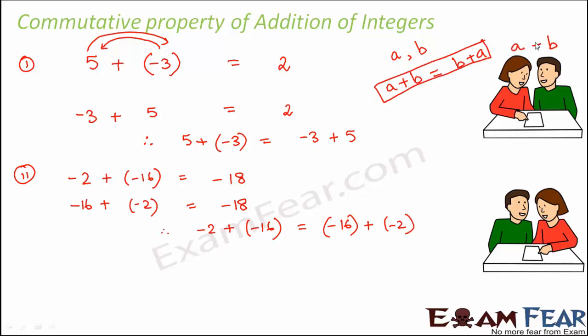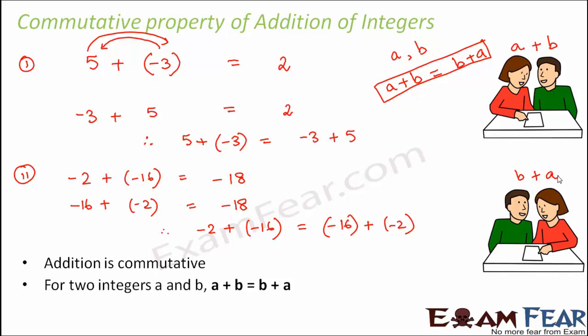So this picture also tries to tell the same thing. If this is a and this is b, then a plus b is the same as b plus a. So we say that addition of integers is commutative. This property is called commutative property. So for any two integers a and b, a plus b is equal to b plus a.